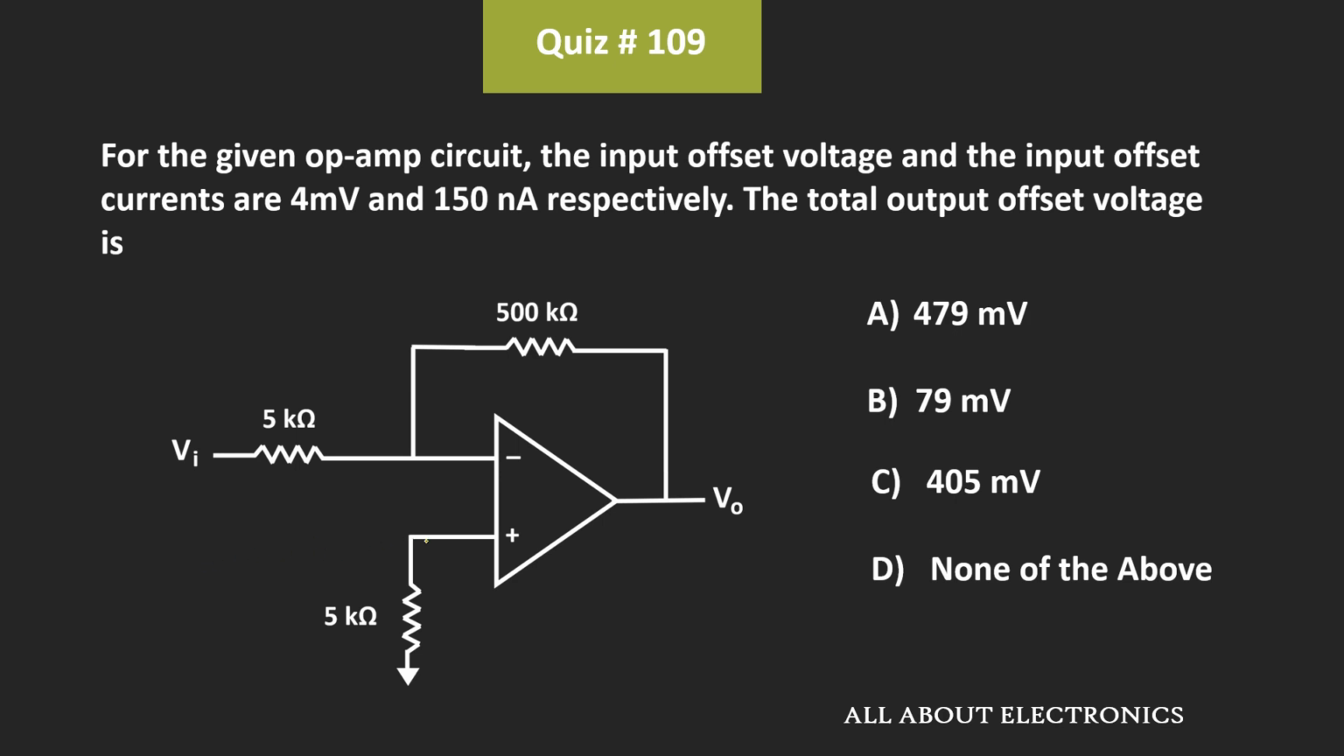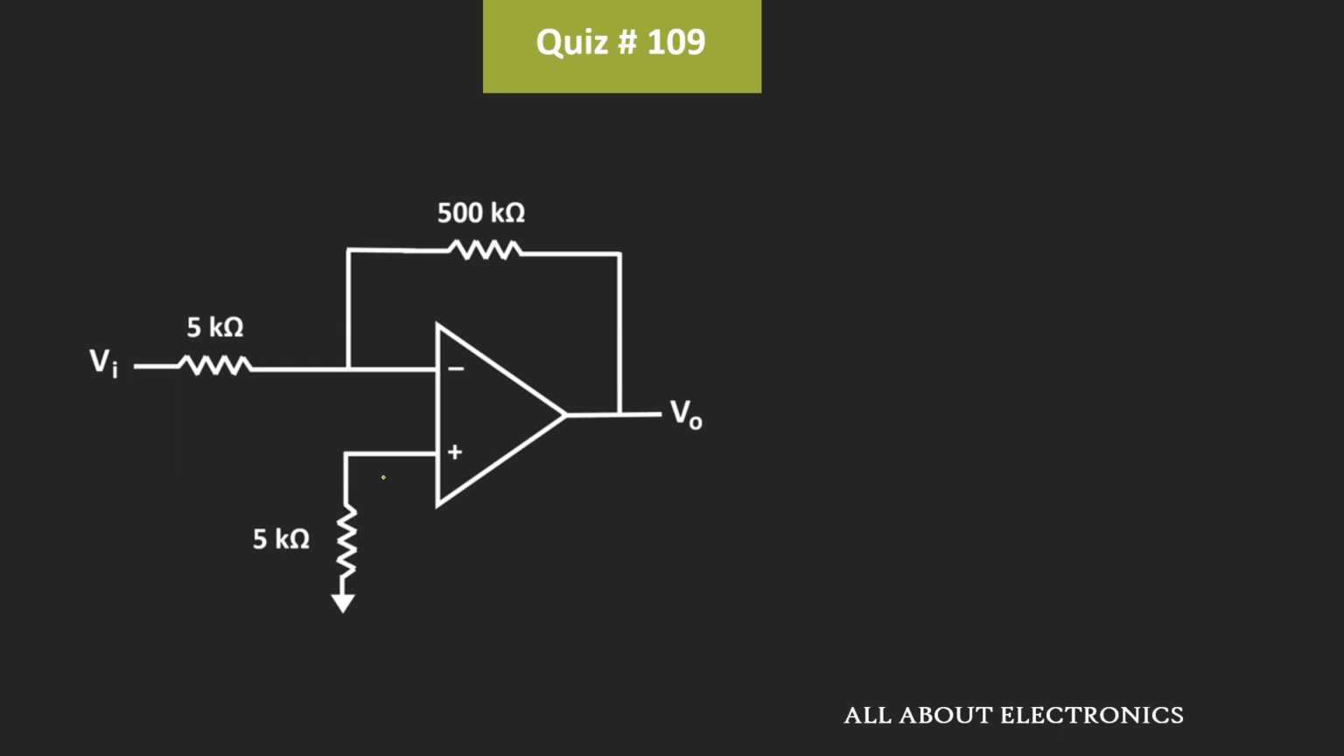So in this question, we have been given this op-amp circuit, and the input offset voltage and the input offset current for the given circuit are 4 mV and 150 nanoampere respectively. We have been asked to find the total output offset voltage of the given circuit. For the given circuit, the input offset voltage is equal to 4 mV while the input offset current is equal to 150 nanoampere.